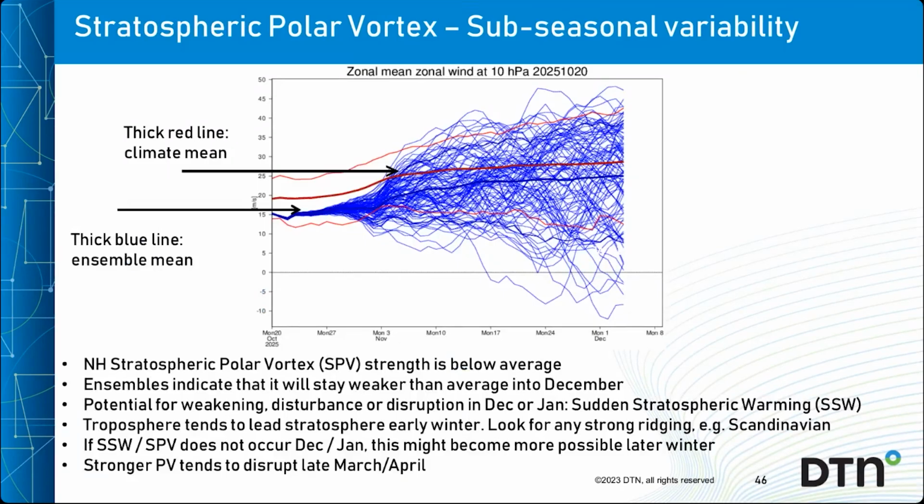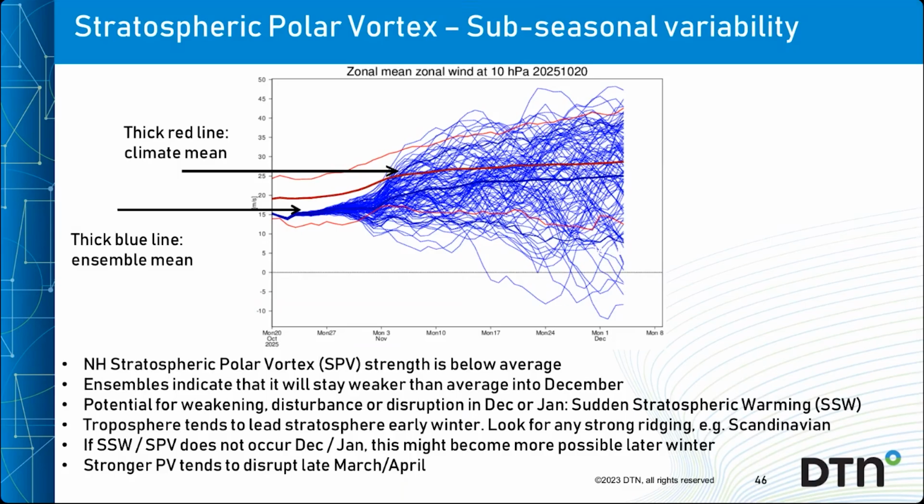The polar vortex is weakening on average already, as you can see from this ECMWF graph. This is a spread of ensembles, with the average shown by the thick blue line. And this forecast has it staying below the climate mean into December, and that means it might be susceptible to disruption via a sudden stratospheric warming event in early to midwinter.